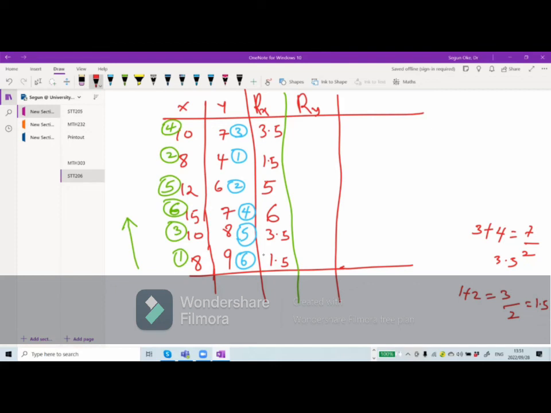Okay. Now, let's look at the Y. How many 4 do we have here? 1. We start from 1.0. The next?